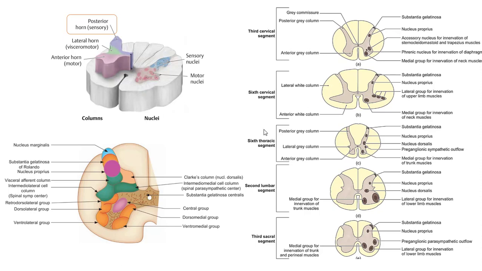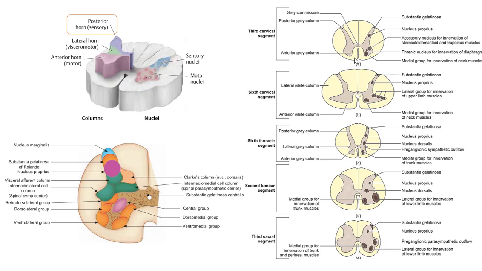Deep to the substantia gelatinosa lies our big boy, the nucleus proprius. It contains second-order sensory neuron cell bodies which send out their central processes to form the lateral spinothalamic tract, and just like its neighbor, the nucleus proprius extends the full length of the spinal cord.